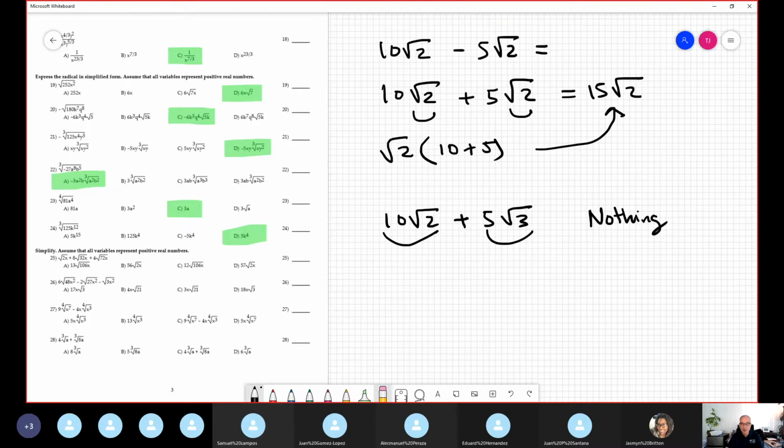So what is the shortcut? I see, wow, it's the same radical, nice. So you take the coefficients, 10 minus 5, radical 2, that's it. This is the key idea in addition or subtraction.